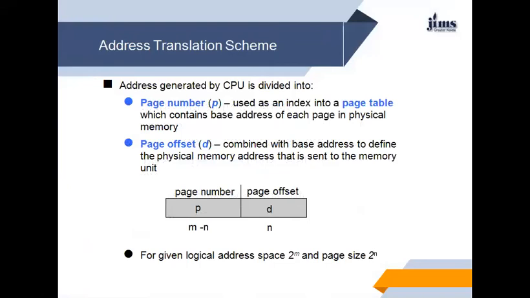As we have seen earlier, the address generated by the CPU is divided into two parts: one is the page number and another is the page offset. The page number is used as an index into a page table, which contains the base address of each page in physical memory. The page offset is combined with the base address to define the physical memory address that is sent to the memory. Here you can see a page number is represented by P and page offset by D.